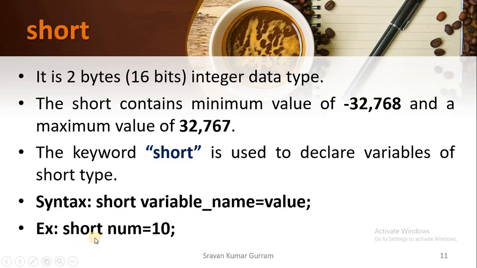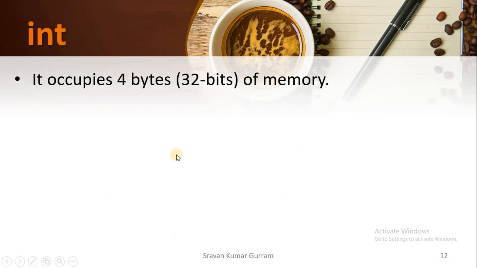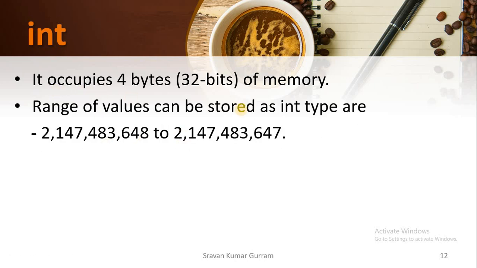Example: short, variable name is number, num, assignment, the value is 10, semicolon. Next one is integer. Integer occupies 4 bytes of memory. The range of the values can be stored as integer data type is this value. This much of wider range values also we can store with the help of the int type.